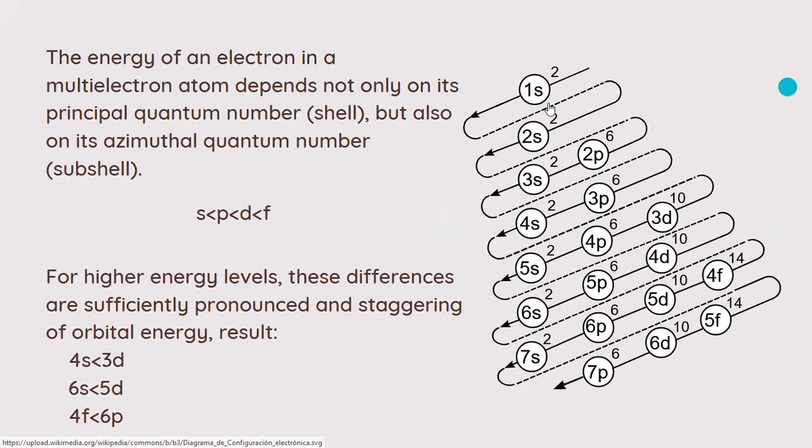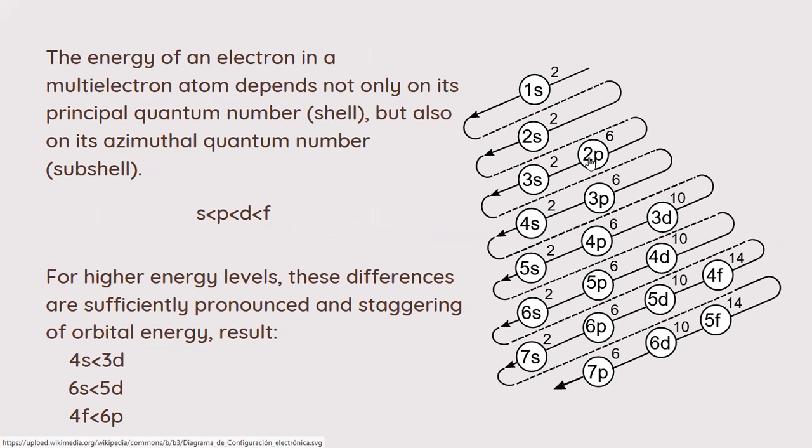So let's take this. The value of the principal quantum number is 1. For s, the azimuthal quantum number is going to be 0. So 1s has the least amount of energy. 2s: 2 plus 0 equals 2, that is more than 1s. Then you have 2p, whose azimuthal quantum number is 1. So 2 plus 1 equals 3.